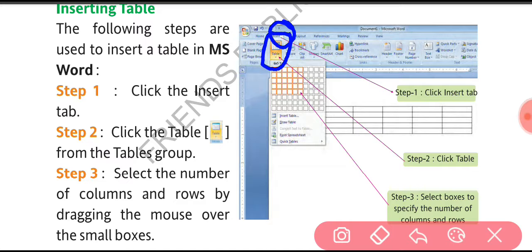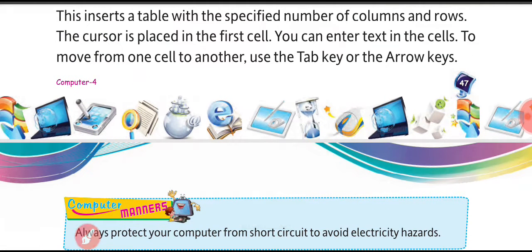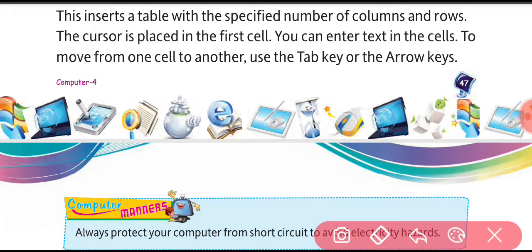Step 3, select the number of columns and rows by dragging the mouse over the small boxes. There are very small boxes there. You can drag, and when you are dragging these boxes, the table will automatically be inserted in our workspace. This inserts a table with the specified number of columns and rows. The cursor is placed in the first cell. You can enter the text in the cells. To move from one cell to another, use the tab or arrow keys.